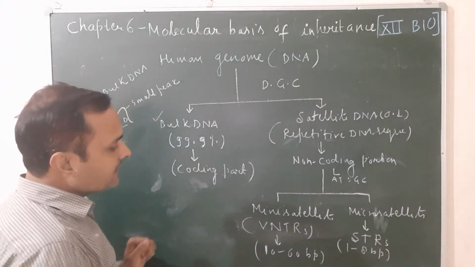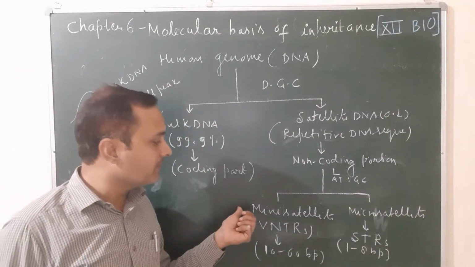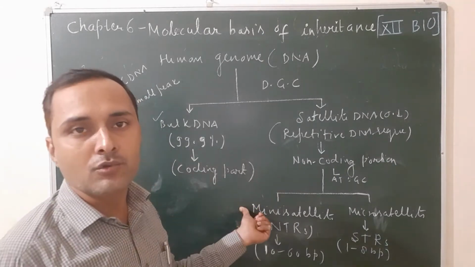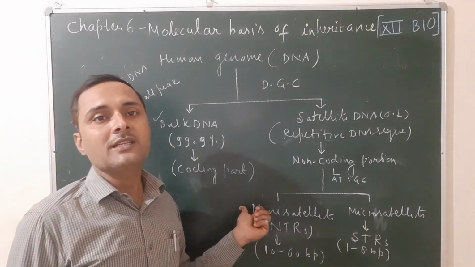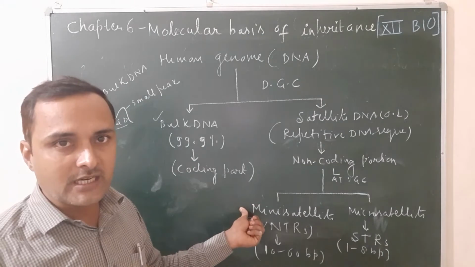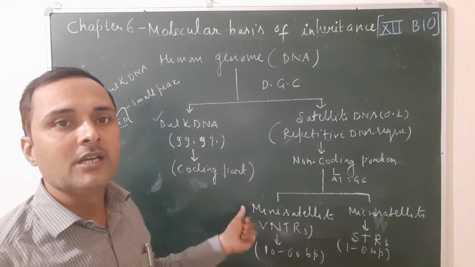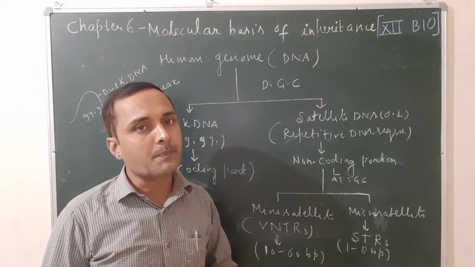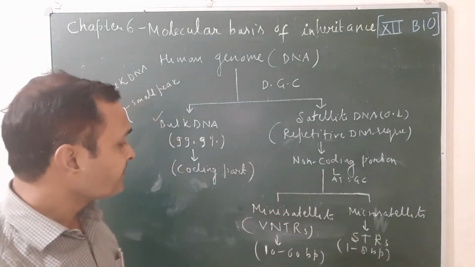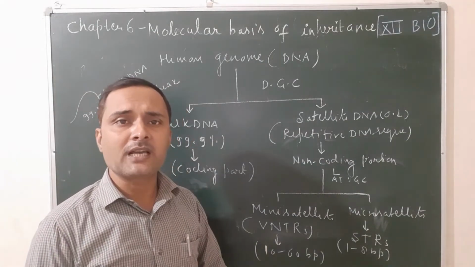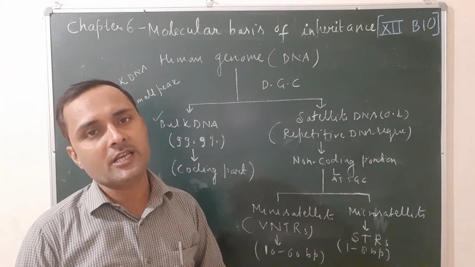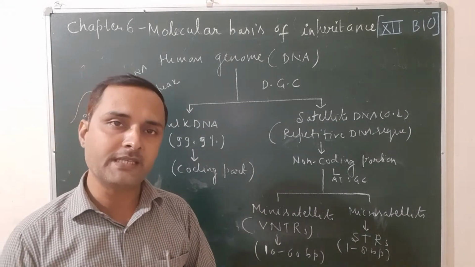In this satellite DNA, the size of the VNTRs is about 0.1 to 20 kb. So what is the actual meaning of VNTRs? VNTRs stands for variable number of tandem repeats, and a VNTR has a size of about 0.1 to 20 kb. Kb stands for kilobase.